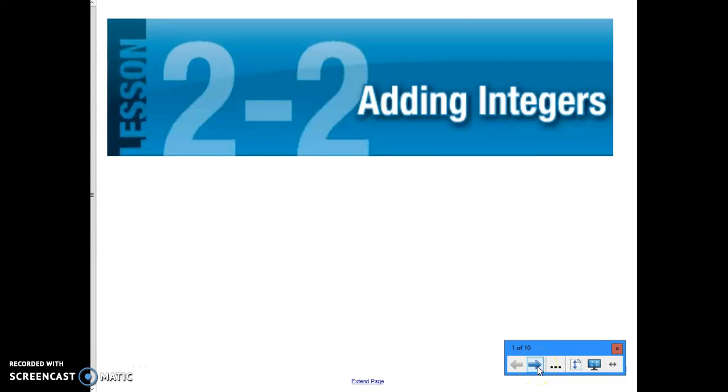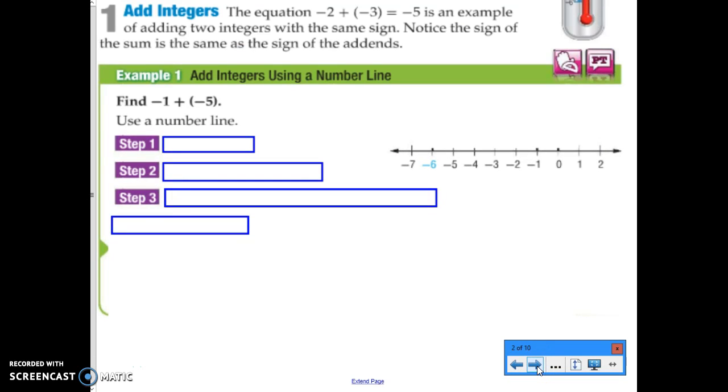Okay, today we're talking about adding integers. This is Chapter 2, Lesson 2. It says the equation -2 plus -3 equals -5 is an example of adding two integers with the same sign. Notice the sign of the sum is the same as the sign of the addends. So the addends are -2 and -3, and they're saying that the sum, -5 here, carries that same sign, that negative sign in front. Okay?